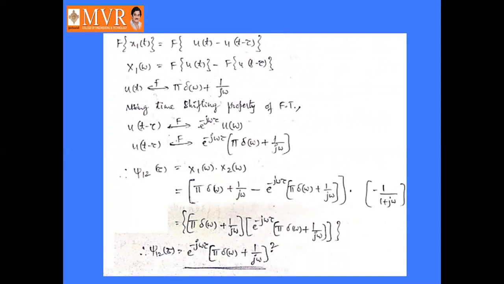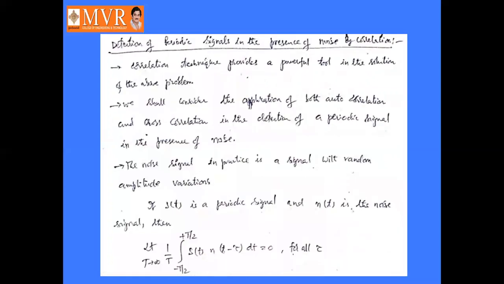By multiplying this, we get pi into delta of omega plus 1 by j omega into e power minus j omega tau into the other factor. Taking e power minus j omega tau as common, it is e power minus j omega tau into pi delta of omega plus 1 by j omega, whole squared. That is nothing but the cross correlation of these two functions.